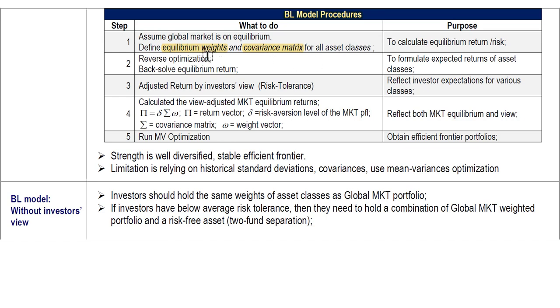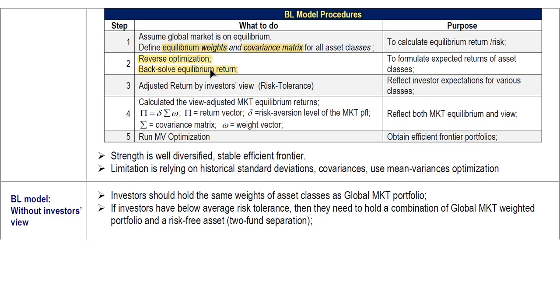Then next, once we have the equilibrium weight and the covariance matrix, we do the reverse optimization, so that we backsolve the equilibrium return. This is very important. The purpose is, given the optimum weight in the global market and the covariance matrix, we calculate backward the optimum risk premium. This we call the reverse optimization process. The purpose is to formulate the expected return of assets in different classes.